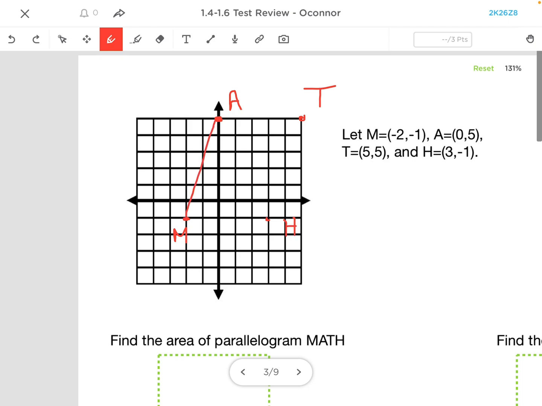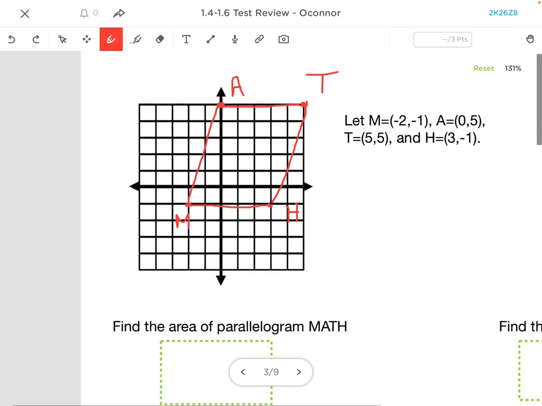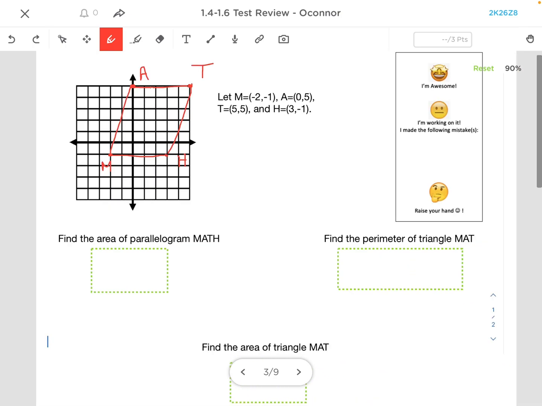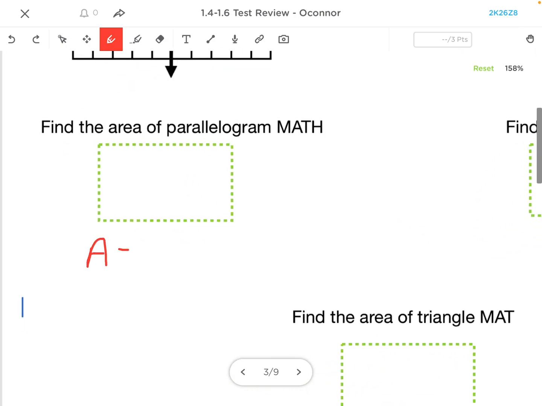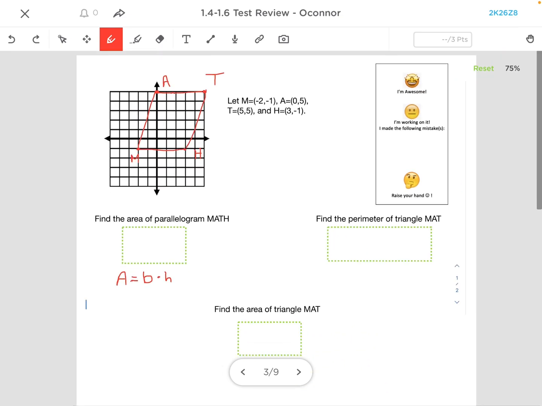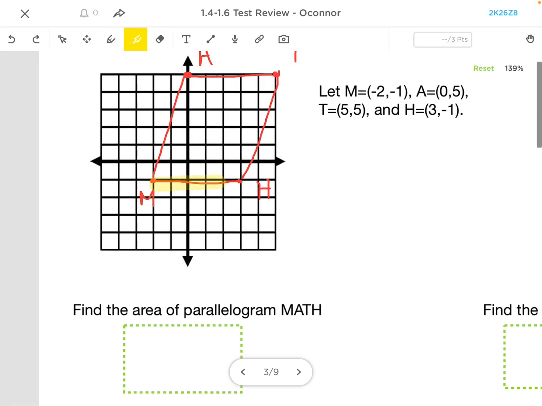And so we have this shape, which is a parallelogram, and we want to find the area and the perimeter of a triangle. We'll get to that in just a second, but let's first find the area of the parallelogram. To find the area of a parallelogram, the formula is base times height, same as a rectangle. So to find the base, because the base is straight across, I'm just counting the boxes, 1, 2, 3, 4, 5. So we have a base of 5.